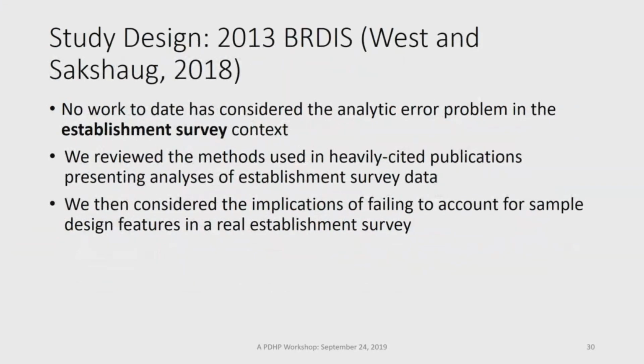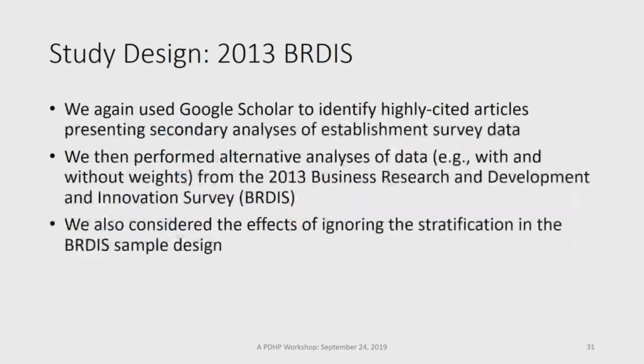Okay? So NSF said, that's nice. You guys can do this for human populations. What about establishment surveys? Okay, so that was another aim of this particular grant. So we looked at data from an establishment survey that the Census Bureau conducts. And what we did is we looked up, to begin with, highly cited publications that present these kinds of secondary analyses of establishment survey data. So not human populations, but establishment surveys. And then looked at what happened in this particular survey as an example of what the implications can be. That was kind of our two-pronged approach to the establishment surveys.